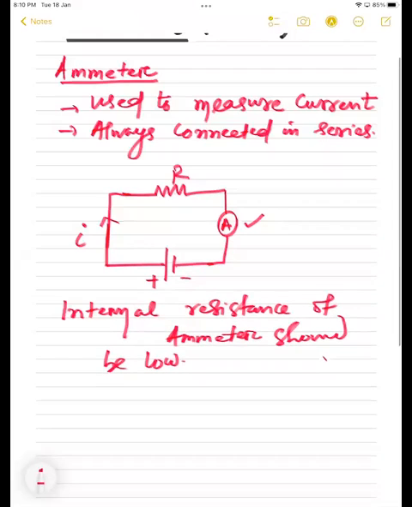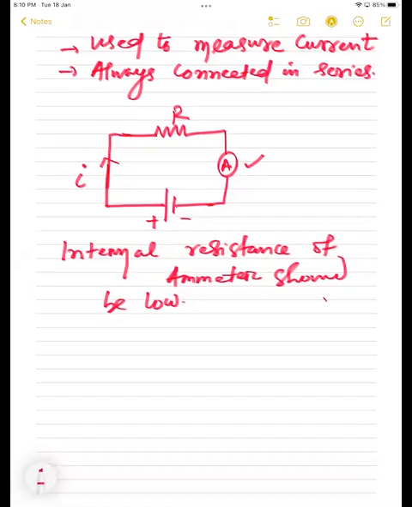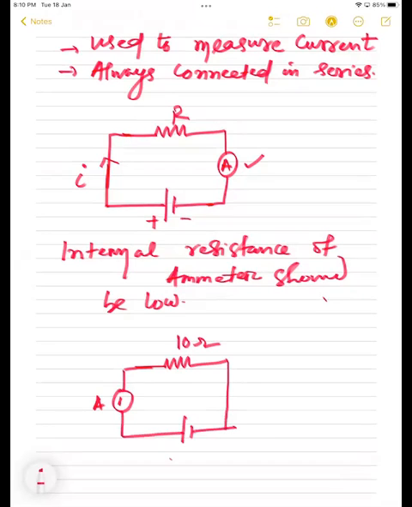Just one more small thing I'm saying here. Just see here, students, for a practical case, let's take this as a 10 ohm resistance. How much resistance, students? 10 ohm. And here one ammeter is connected. And here there is a voltage, and the voltage is 20 volts.